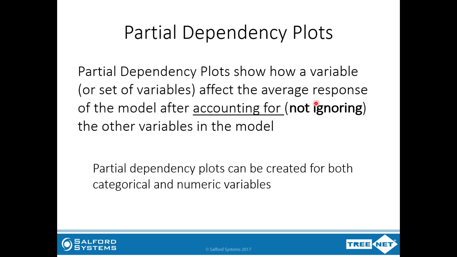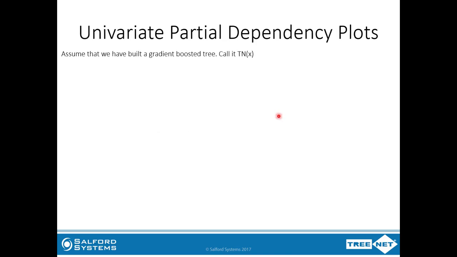So our next topic is partial dependency plots. Partial dependency plots show how a variable, or set of variables as we'll see, affect the average response of the model after accounting for the other variables in the model. Now partial dependency plots can be created for both categorical and numerical variables. And so the way they're constructed is the following. Let's for now just assume that we've built a gradient boosted tree, and we'll call it Tn of x, Tn for TreeNet. And we're going to sample a single record R.